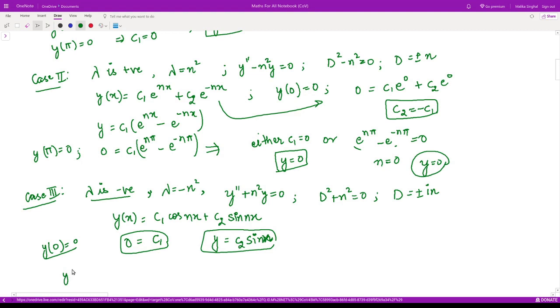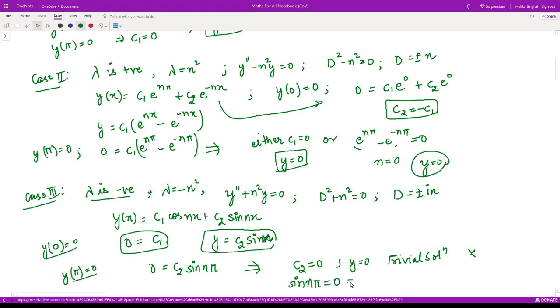So now let us use the second condition, that y at pi is equal to 0. This gives me 0 is equal to c2 sine n pi. Now we have two options from here. Either c2 is equal to 0, this would lead to y is equal to 0, again the trivial solution. So we'll see the other option, that sine of n pi is equal to 0.